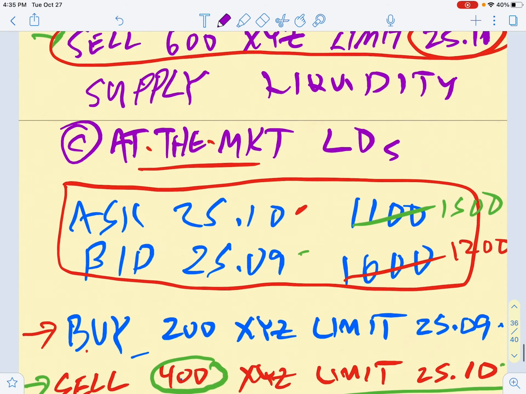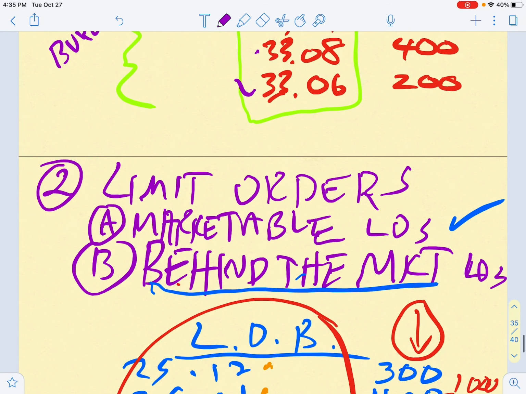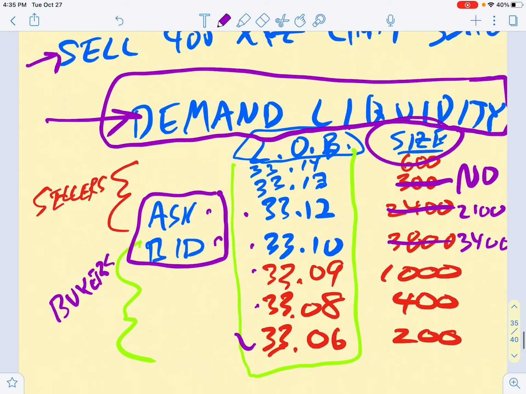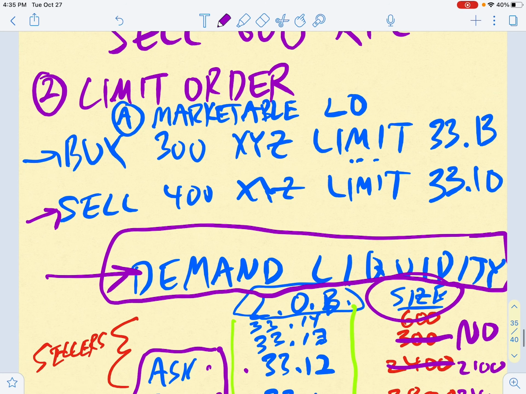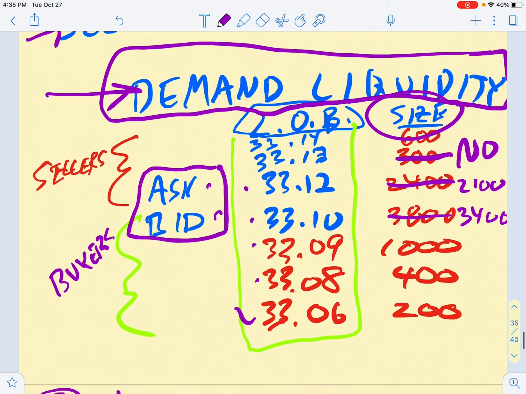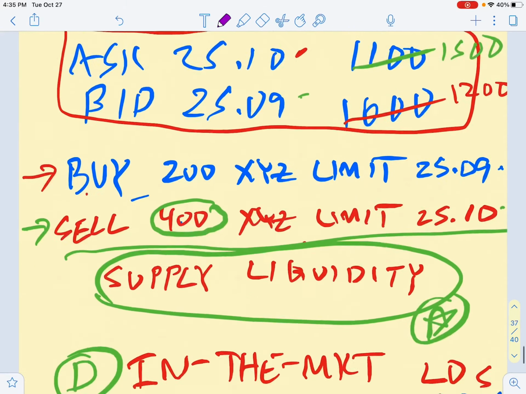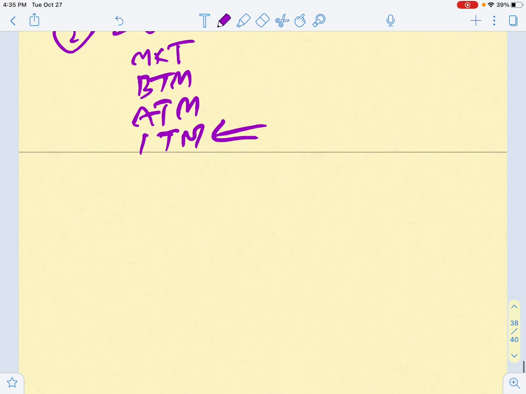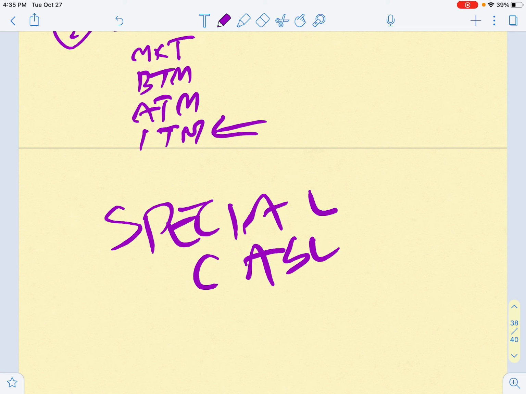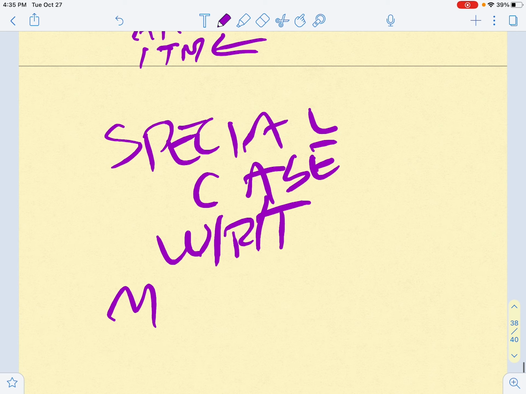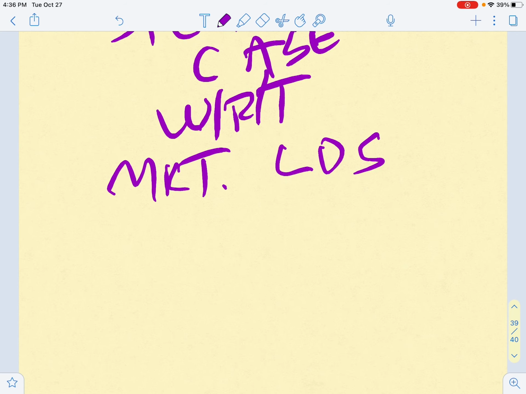Now a little more depth. When we first started this, I talked about marketable limit orders. That was in the last video. Marketable limit orders demand liquidity, and that's true. But just let me show you kind of, I'll call it a special case, okay? So this is a special case with respect to marketable limit orders, okay? What if we have the following?